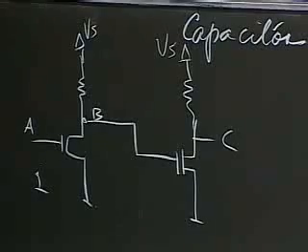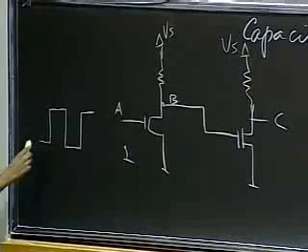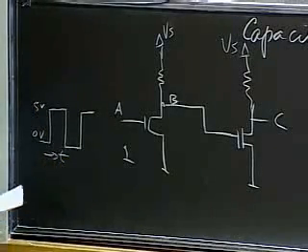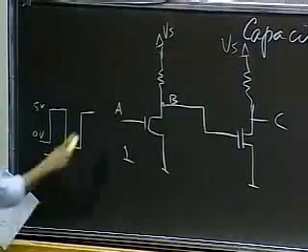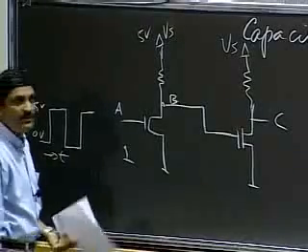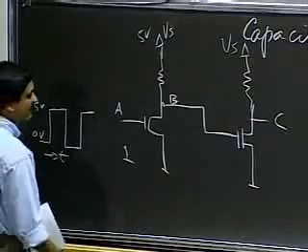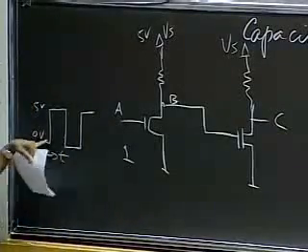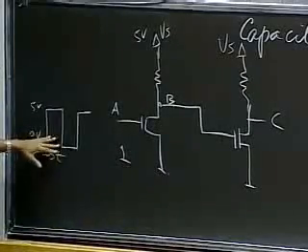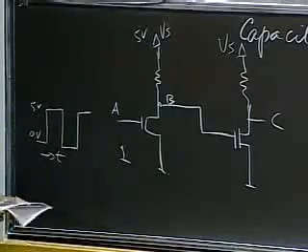For fun, I'm going to apply a square wave at the input, a square wave between 0 and 5 volts, and this is how my time goes. Let's assume that VS is 5 volts. So what I'm going to do is plot for you the behavior of this inverter. I'm going to plot A, which should look like this, then B, which should be an inverted waveform, and then C, which should be a waveform that looks like this again.